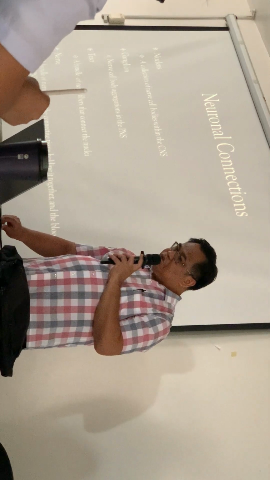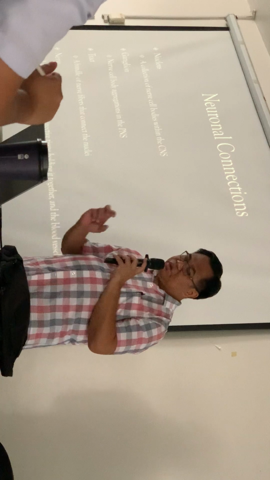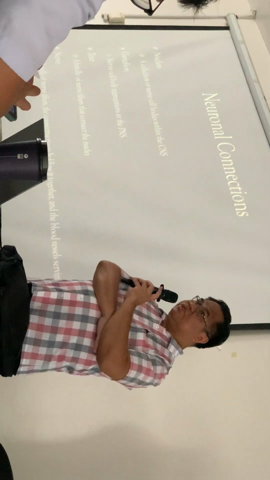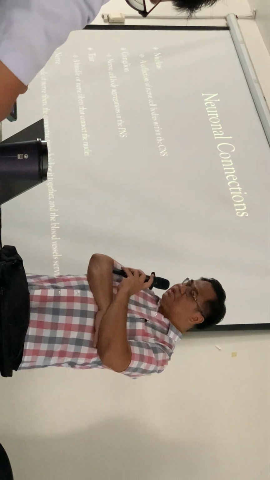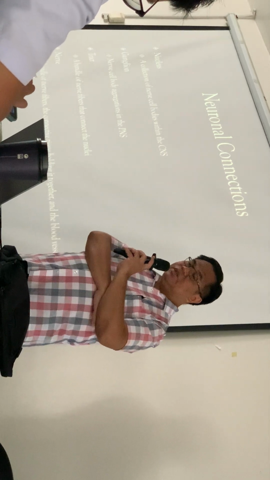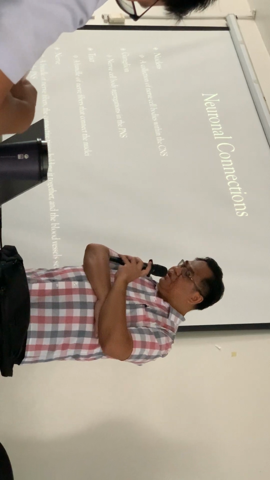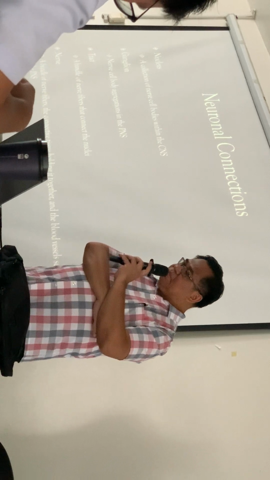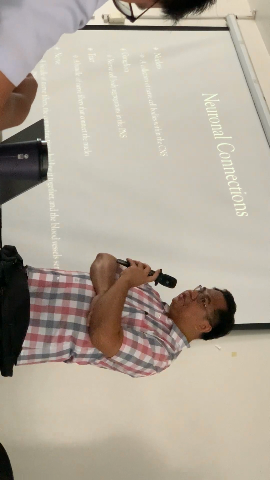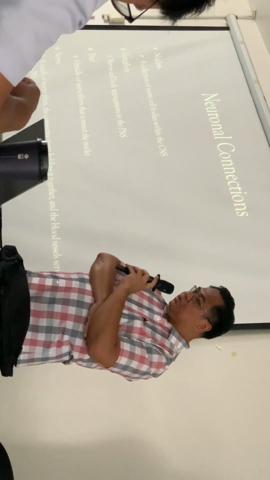The neuronal connections. So if the collection of the nerve cell bodies is found within the central nervous system, so within the brain and spinal cord, the collection of nerve cell bodies is termed a nucleus. So nucleus if it's inside the central nervous system, but if the collection is found in the peripheral nervous system, it is called a ganglion. So ganglion.